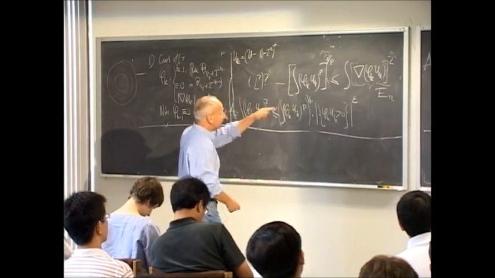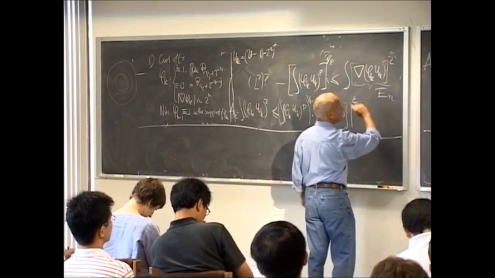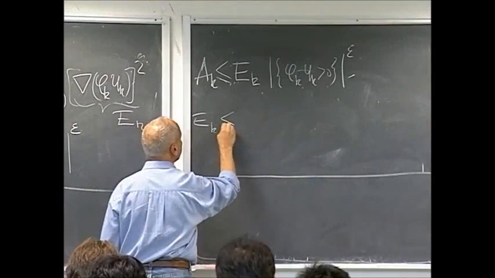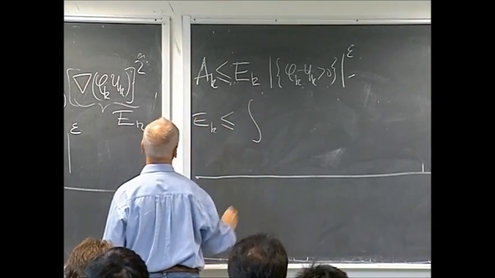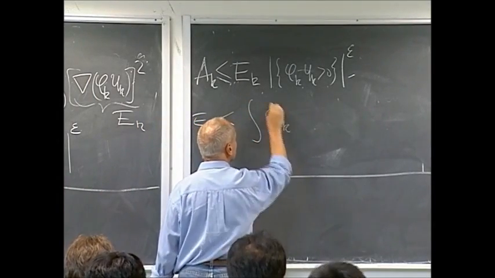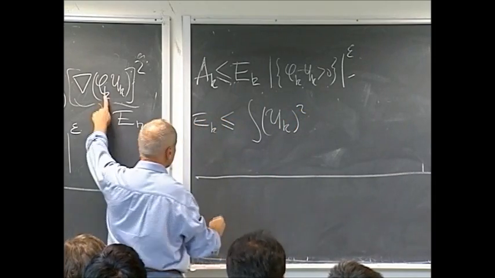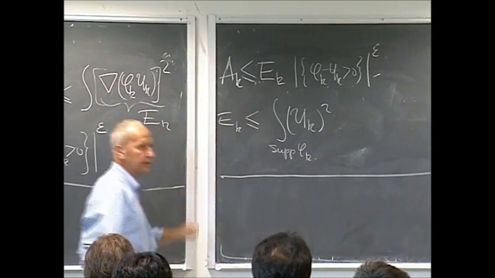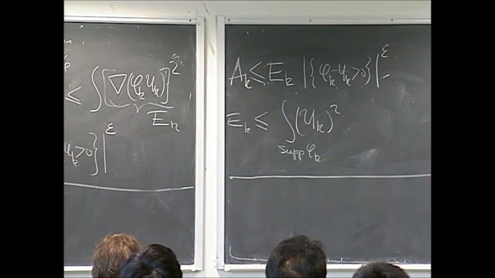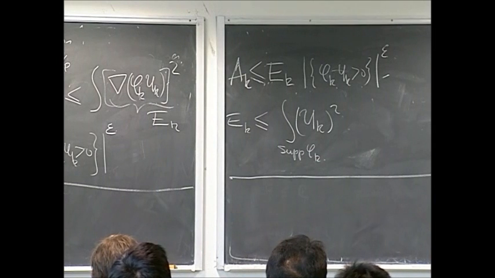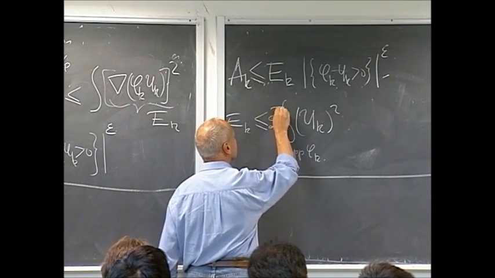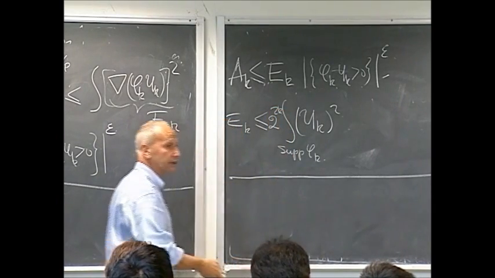So now the energy inequality tells me that EK is smaller or equal than the integral of uk squared in the support of phi k, right? And I have to multiply it by the gradient of phi k squared. So I get here something like 2 to the 2k. This is, as yesterday, a very bad power. Okay?